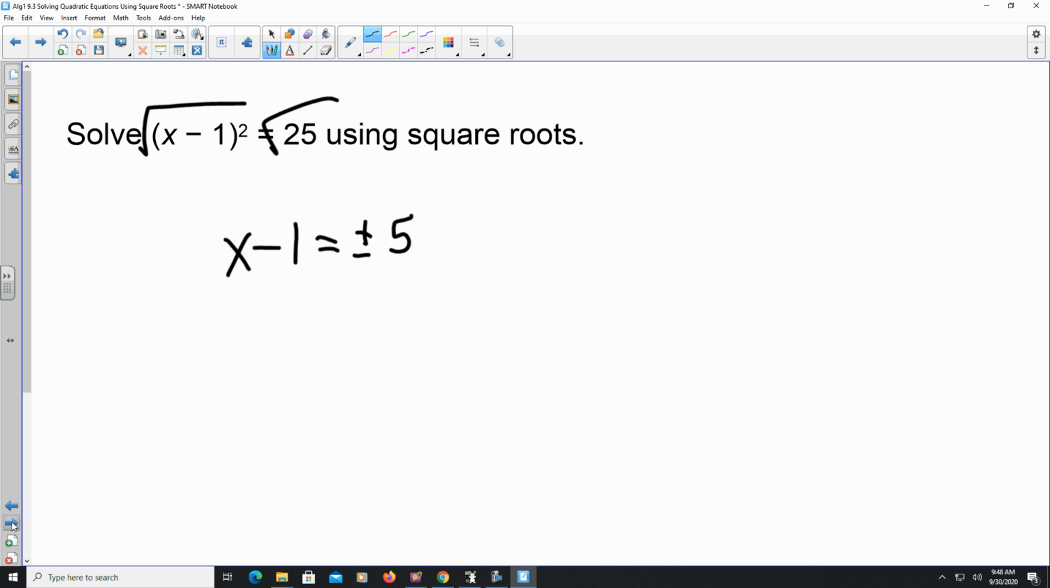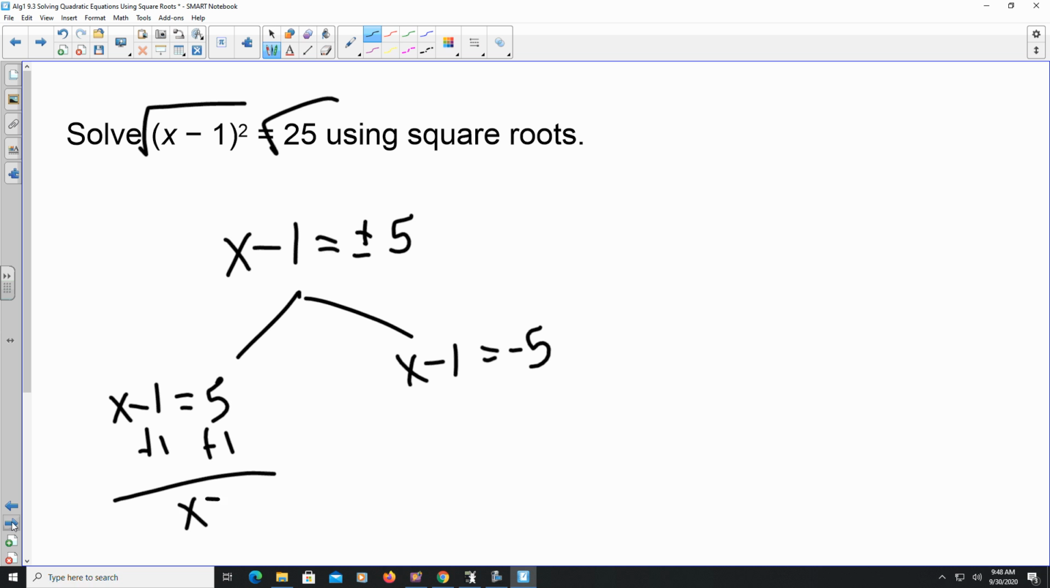Because I have the plus or minus 5 and I don't have x equaling something right away, I now have to set this up as two separate equations. I'm going to write x minus 1 is equal to positive 5 and x minus 1 is equal to negative 5. And then I can solve these two equations separately. I add 1 to both sides here, x equals 6. Add 1 to both sides here, x equals negative 4. So my x-intercepts here would be 6 comma 0, and the other x-intercept would be negative 4 comma 0.